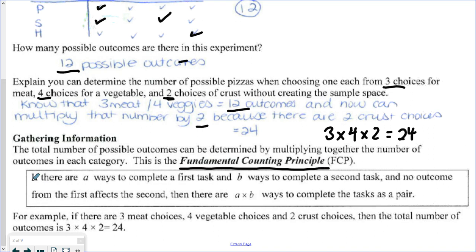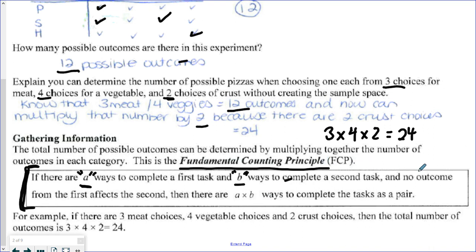Our general information for the fundamental counting principle is: if there are A ways to complete a first task, and B ways to complete a second task. Again, we're saying tasks here, but your task is to choose a meat for your pizza and choose a vegetable for your pizza.